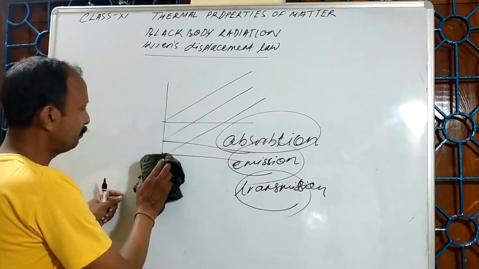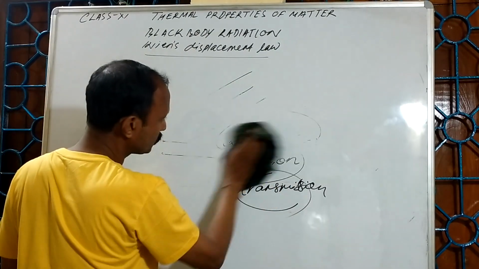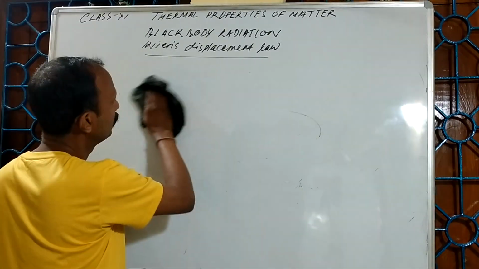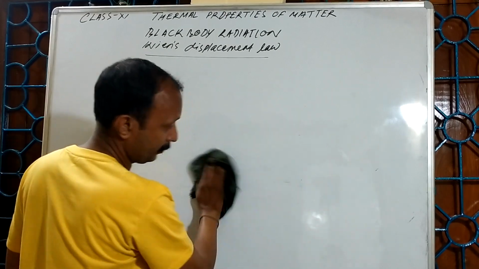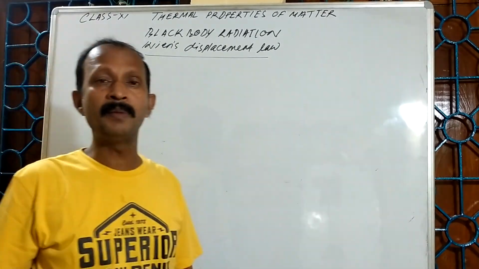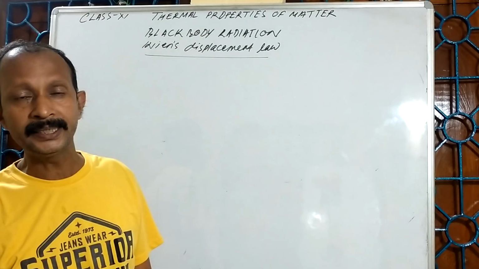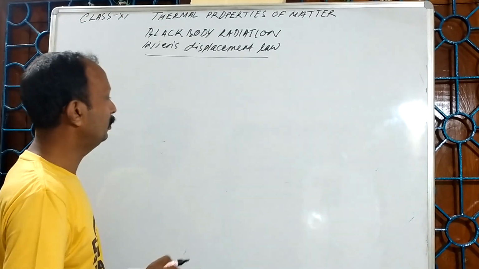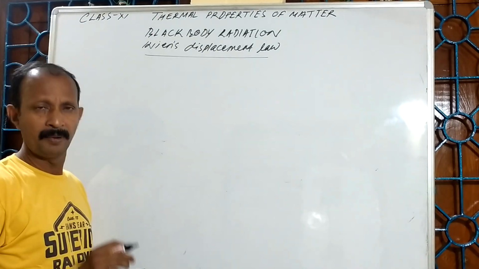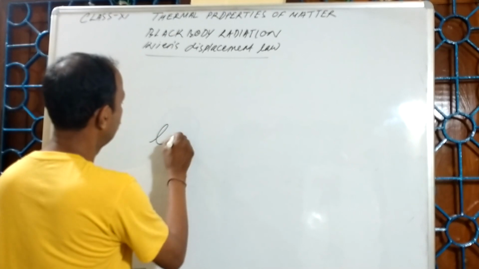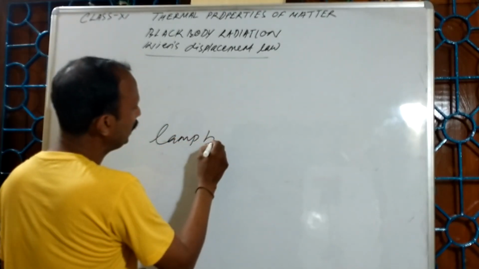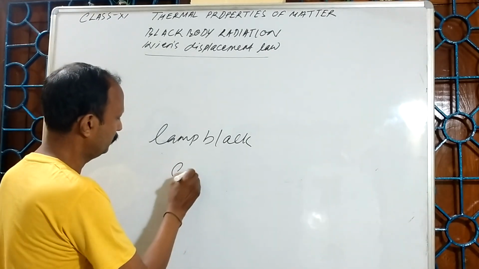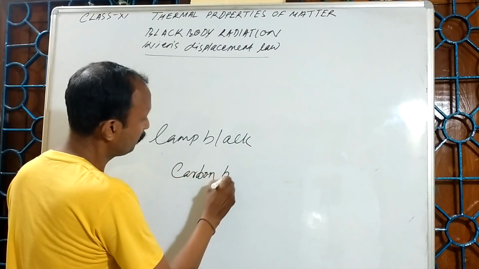It is a substance which can absorb the maximum amount of electromagnetic radiation. For example, an ideal black body is lamp black, or you can say carbon black.